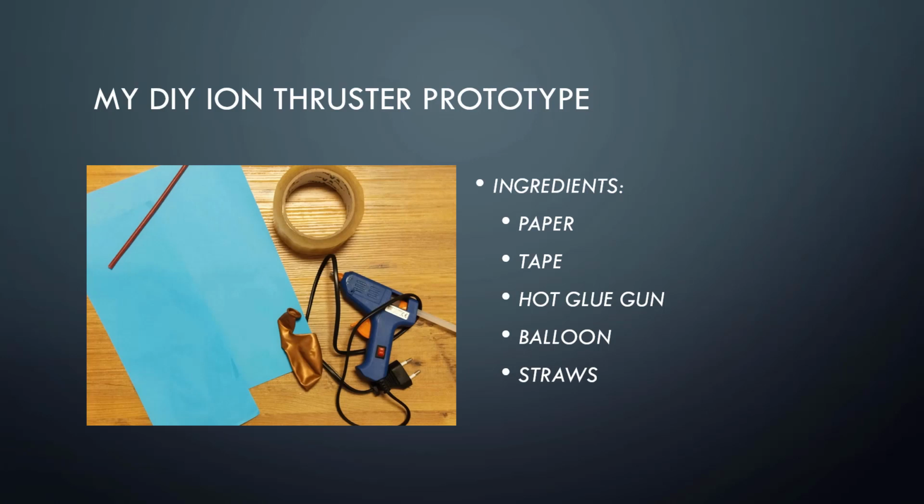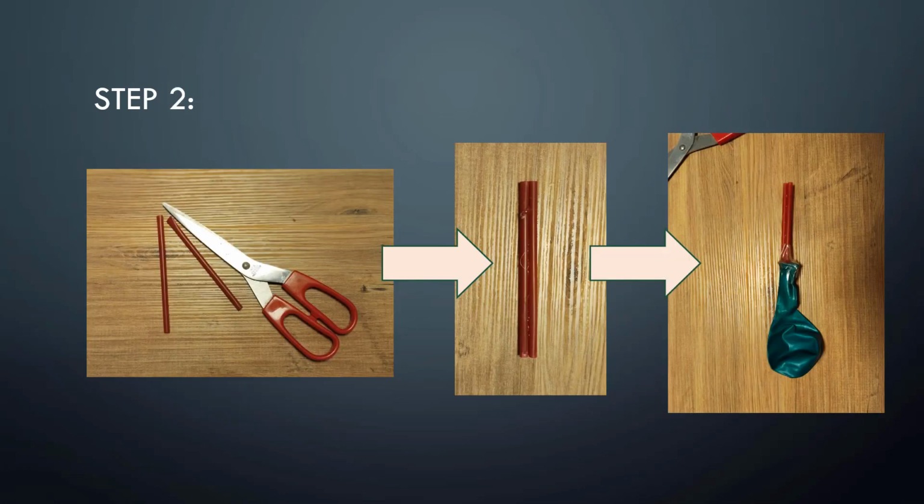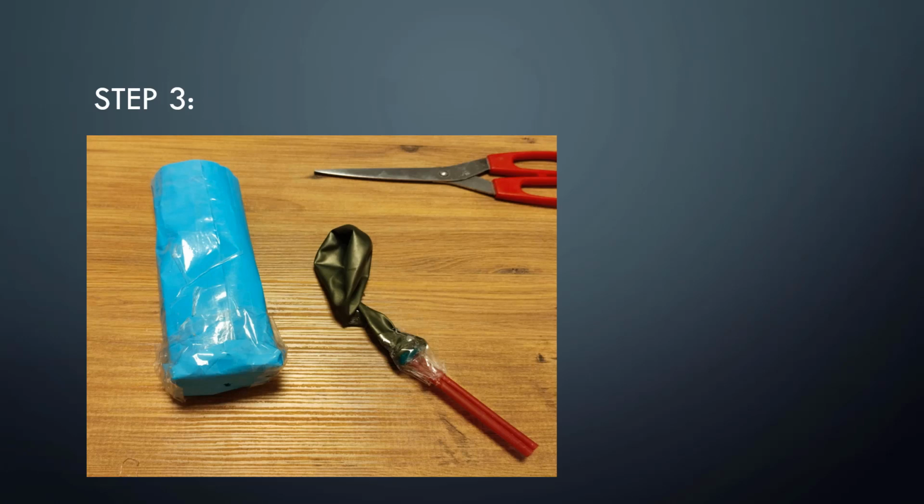So I tried to make my own ion thruster from paper and such. You can see that I used paper, tape, a hot glue gun, a balloon, and straws. For the first step, I turned my paper into a cylinder using tape, and then I cut my straws in half, stuck them together with the hot glue gun, and then glued them to my balloon. Then I ended up with this, which looks kind of dumb, but it's actually a really good example of how an ion thruster works.